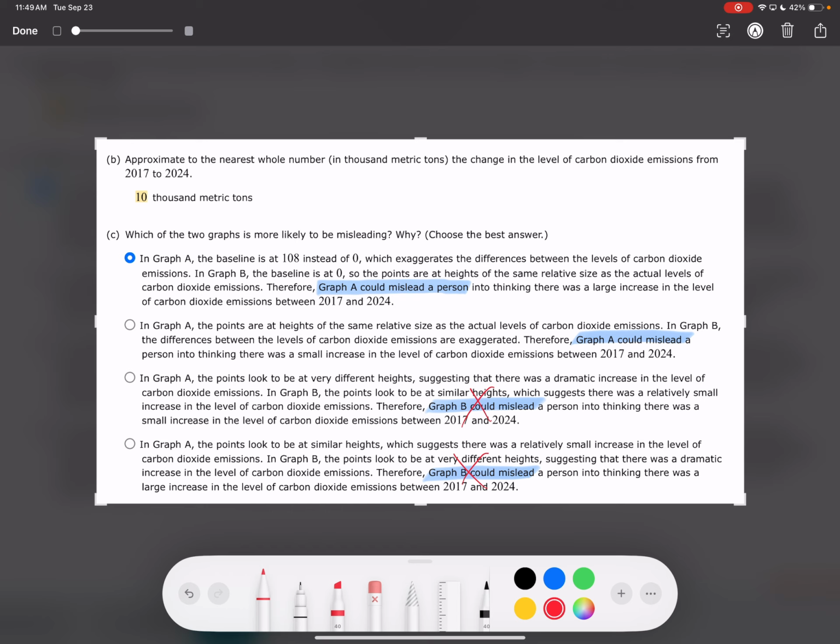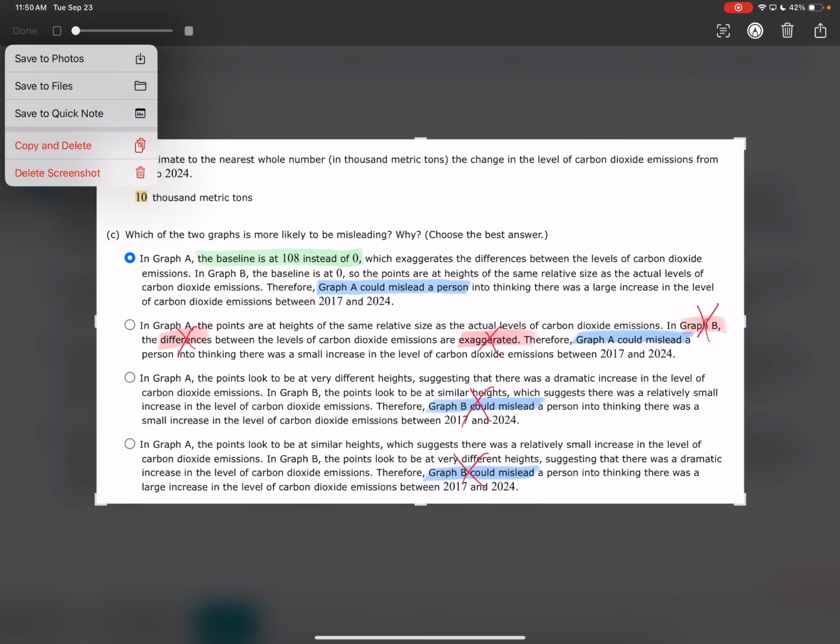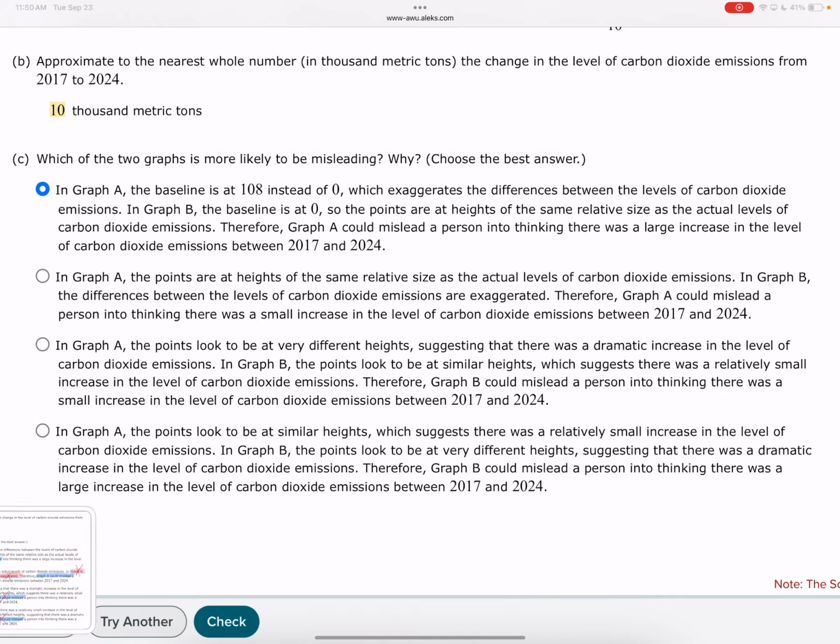And this one says in graph A, the baseline is at 108 instead of 100. That's a key point right there. So that is going to be my answer. The wrong part of B is graph A, the points are same relative. And graph B, the differences between. So this one says graph B, the differences between are exaggerated. I'm going to change my highlight color here. Graph B, differences exaggerated. No, that's not accurate, okay? It's not graph B that's exaggerated, it's graph A that's exaggerated. So that is the easy way to do those. Look at that last sentence and see which one's misleading and then go from there.